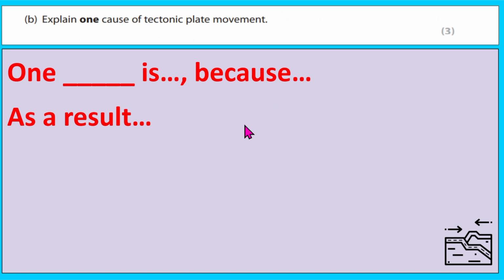So here is our structure. This is how I would teach my kids how to get those 3 marks. So one blank is going to be the cause. In goes our point. Because is our first kind of connective, and as a result being our next one. So in reality, you're getting 3 marks for 2 sentences. So let's see how I did that myself with a modelled example.